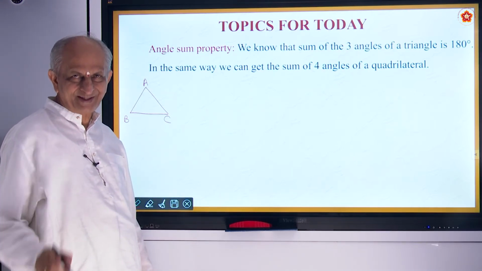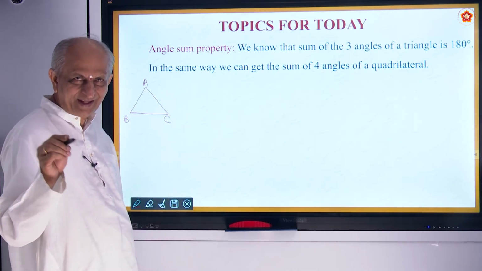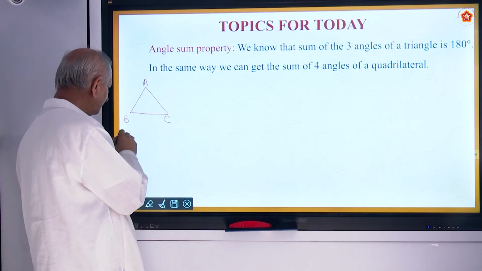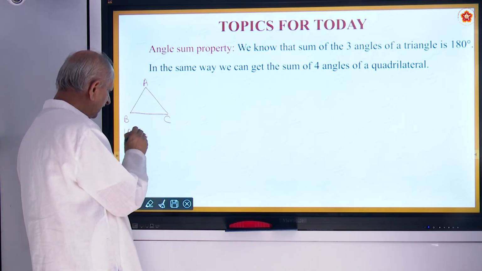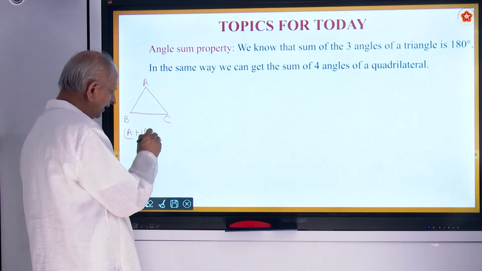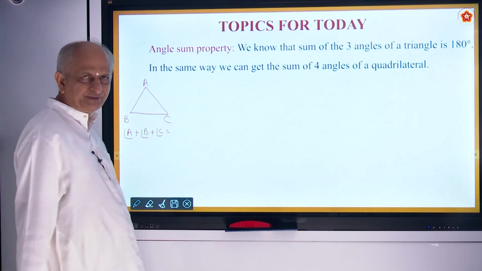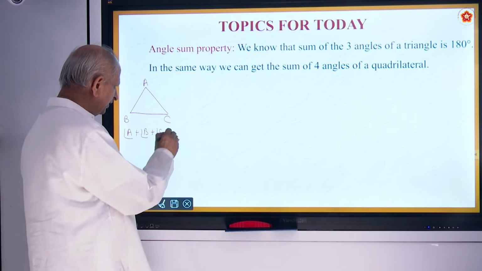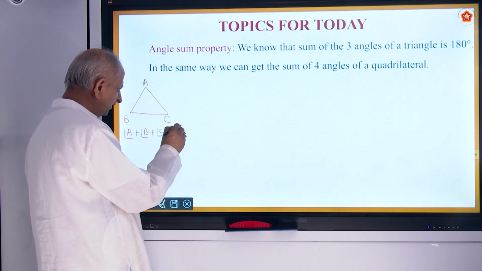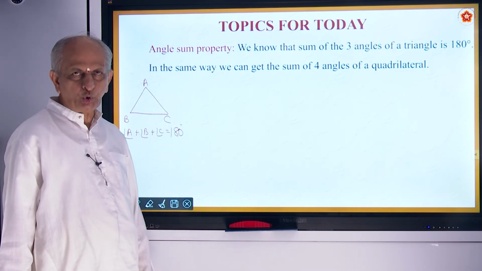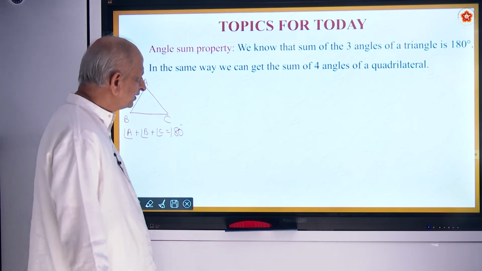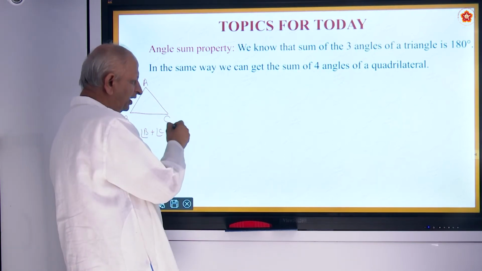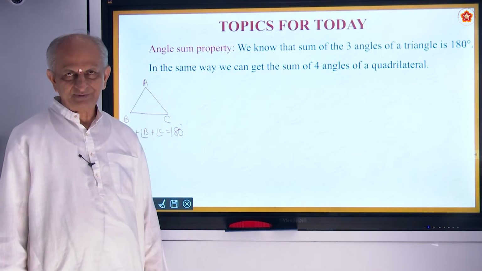Name the sides AB, BC, CA. Name the angles: angle A, angle B, angle C. What is the sum of the 3 angles? It is equal to 180 degrees or 2 right angles. This is already proved in the 7th class.